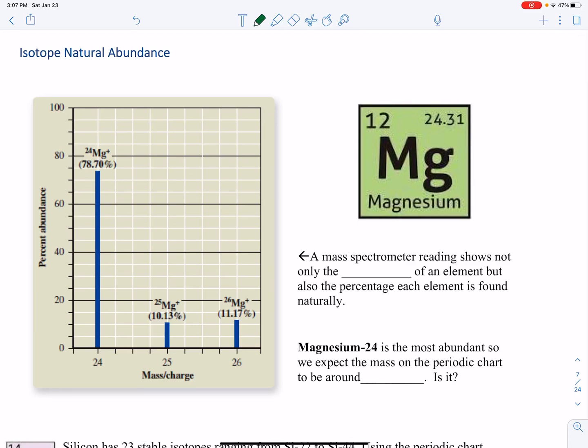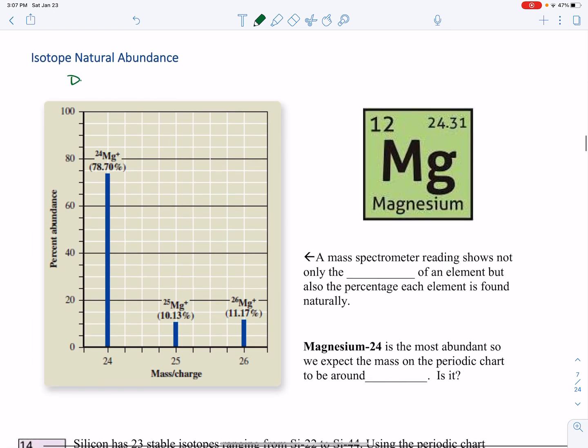Now that we've talked about neutral atoms, isotopes, and ions, we're going to look a little bit more at isotopes in this section. So isotopes, remember, are the things that have different numbers of neutrons. That means that they have different masses.